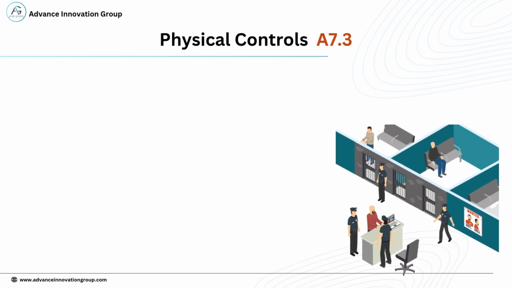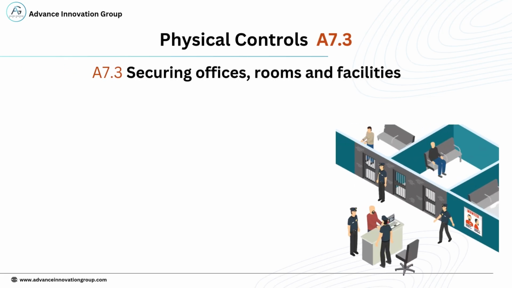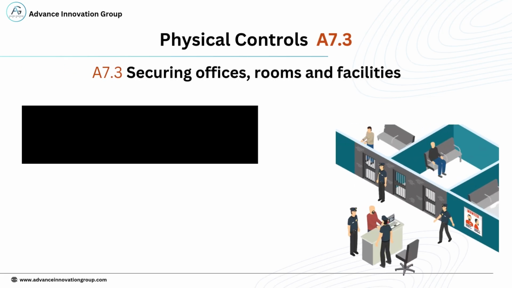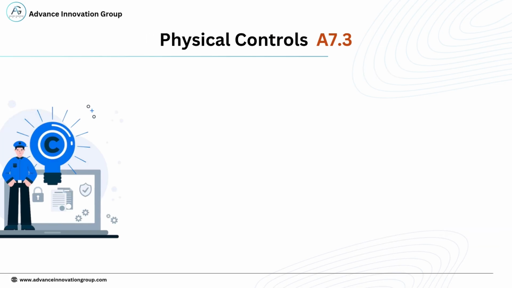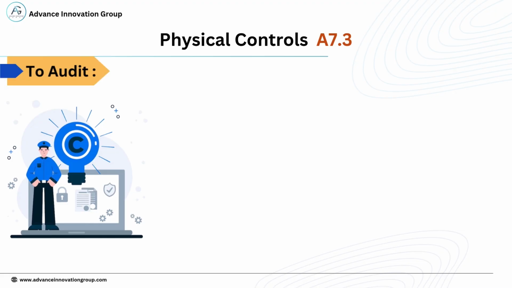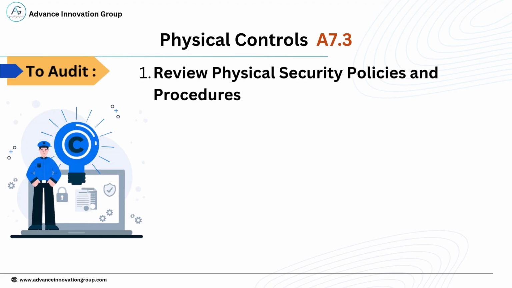Physical controls of 7.3. A 7.3 securing offices, rooms, and facilities. Physical security for offices, rooms, and facilities shall be designed and implemented. Physical controls of 7.3. To audit, review physical security policies and procedures.